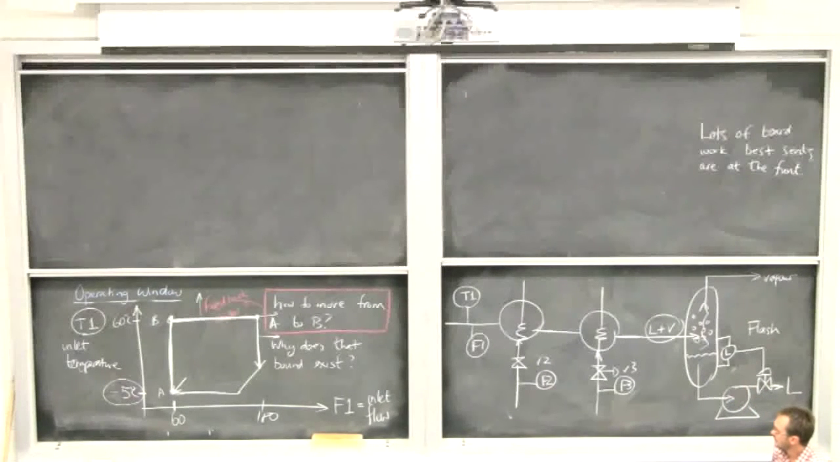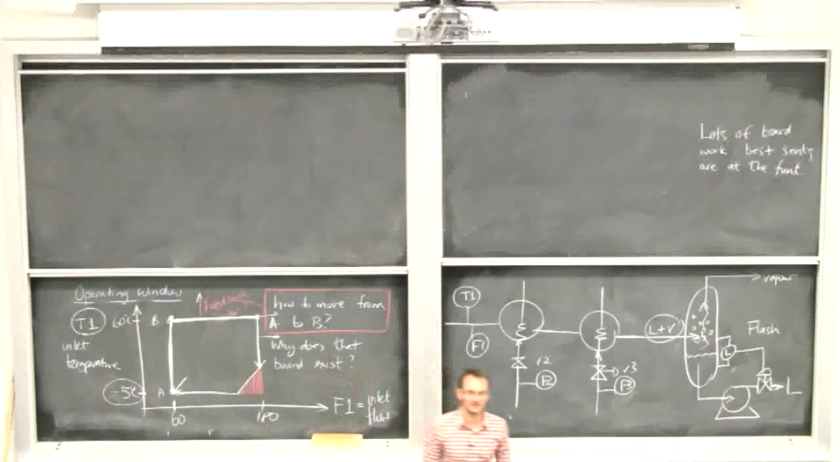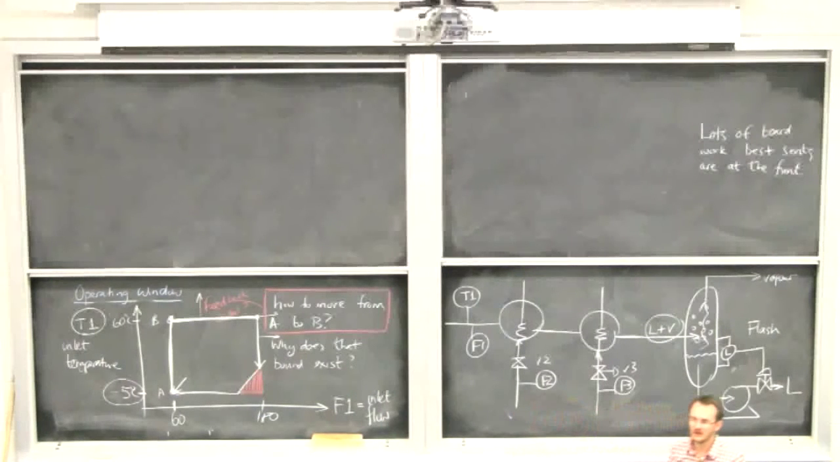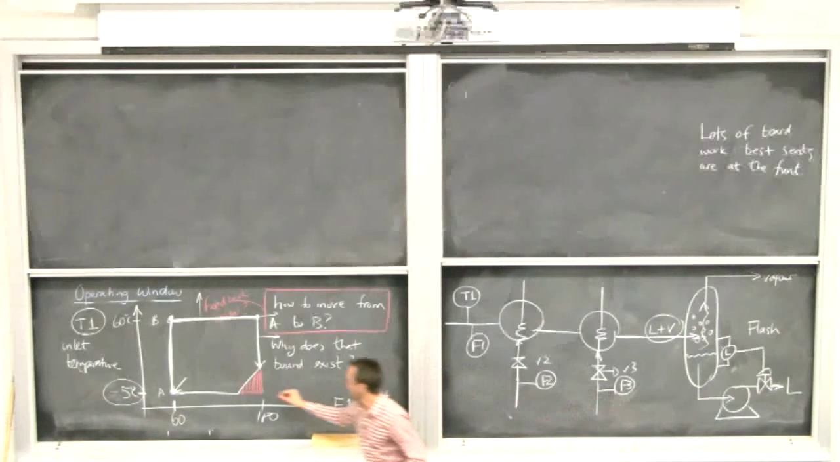Now, perhaps let me look at this region that's been cut off, this triangular region, and ask why can we not operate successfully in there? Why is that part cut off in your notes? Matt? Is it outside the temperature range of the flash tank? Like, it's going to be a minimum temperature for the flash to operate. Okay. We can't get the required temperature.